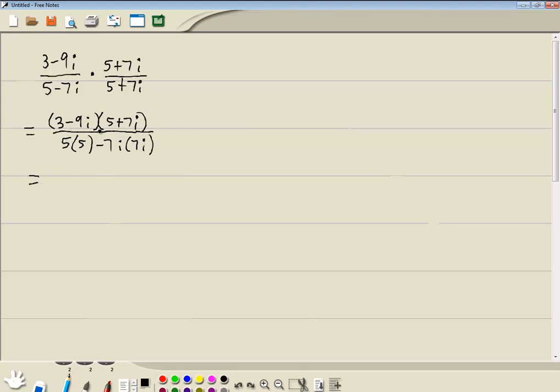And up on top, 3 times 5 is 15. 3 times 7i is 21i. Negative 9i times 5 is negative 45i. And negative 9i times 7i gives us negative 63i squared. Down in the bottom, 5 times 5 is 25. Negative 7i times 7i gives us negative 49i squared.